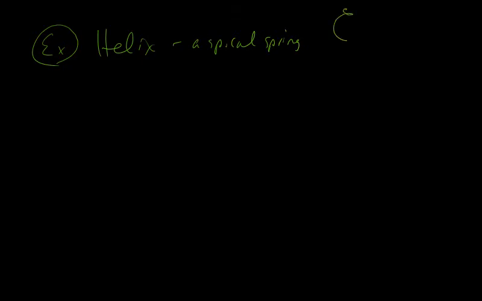So let's do another example. This one involves a helix. A helix is a spiral, like DNA is a double helix because it's two spirals going around each other. So it's just a spiral or a spring. We've seen these before, they just kind of look like this.